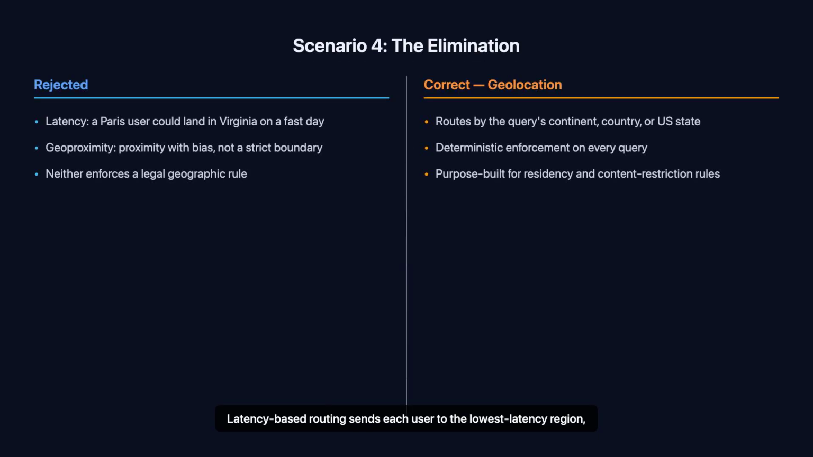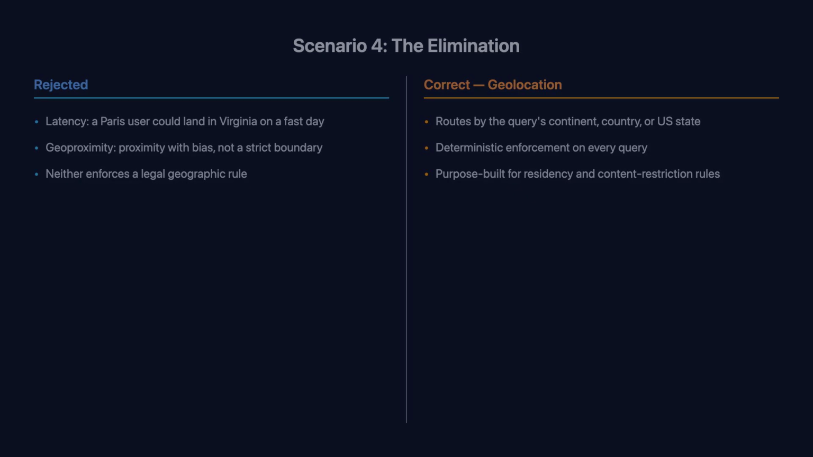Latency-based routing sends each user to the lowest latency region, which means on a fast day, a Paris user could land in Virginia. That breaks residency, so it's out. Geoproximity routes by location with a bias style, but it's about shifting traffic between endpoints, not enforcing a strict legal boundary. So it's the nuanced wrong answer. Geolocation is the fit. It routes by the query's continent, country, or even US state, and it enforces that deterministically on every query. It's the one policy purpose-built for residency and content restriction rules.